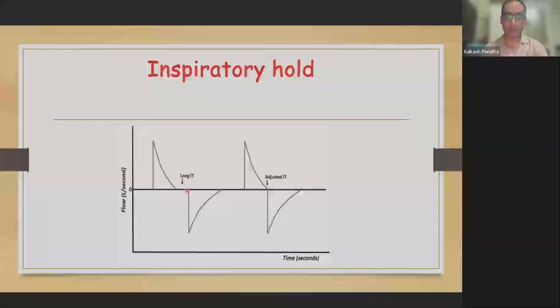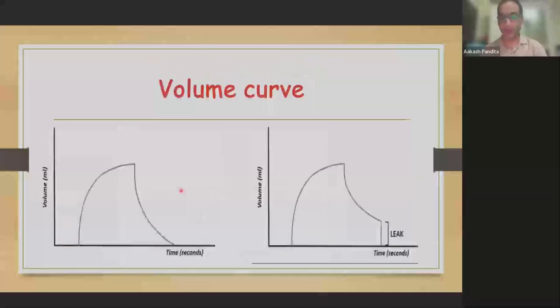Once we adjust the Ti, it becomes normal again. So this phase of zero flow should be as small as possible. Otherwise, the patient is exposed to high pressures which are not required because the PIP is already reached.